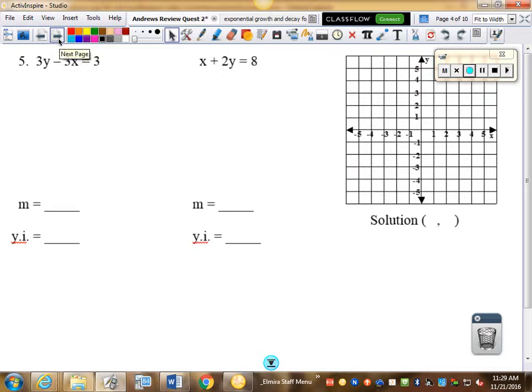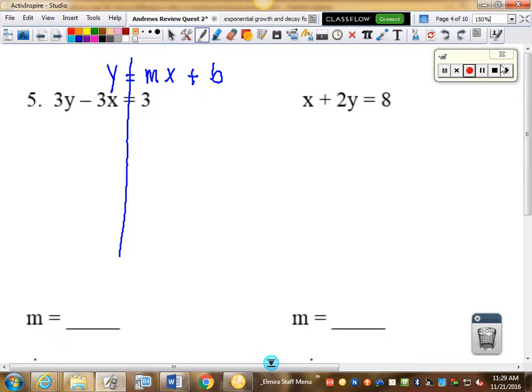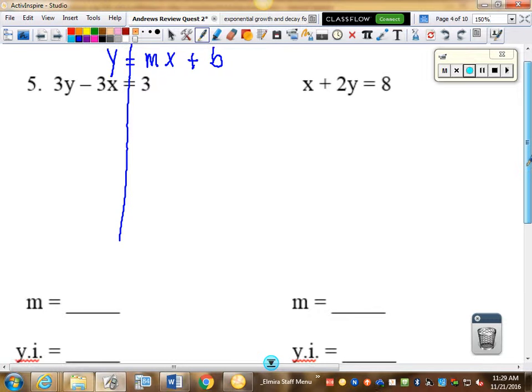Uh-oh. We've got to solve by graphing, but I can't see on here. Let me move this down a little bit. There's no y equals mx plus b. It's not in that format right now. So I'm not going to be able to graph it yet. What you're going to need to do is rearrange the equation.